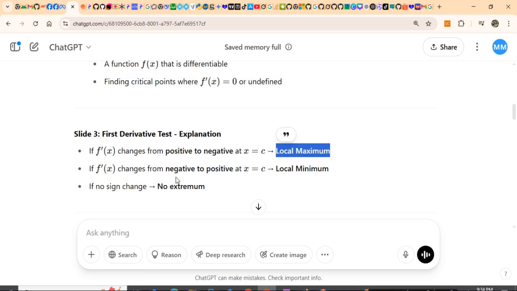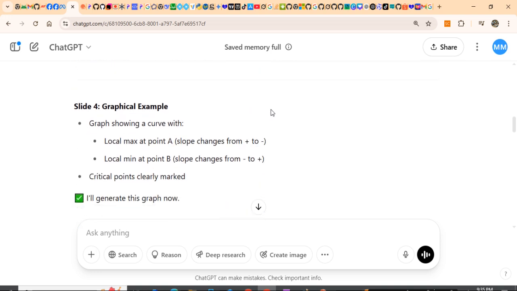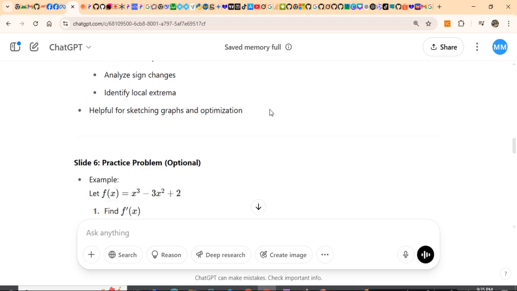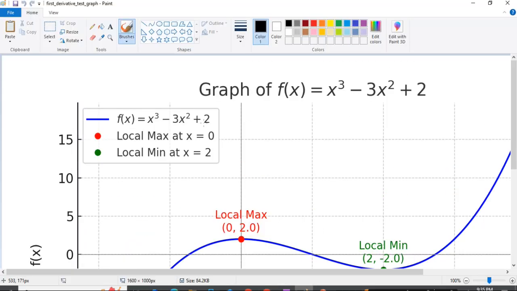Conversely, there's a local minimum if the first derivative, or the tangent to the curve, changes from left to right such that it is negative to positive this time. If there's no change in sign, then there is no extremum, so no maximum or minimum. And let's try to show that by having a specific example this time. So we download the graph generated by ChatGPT, and here we have it.